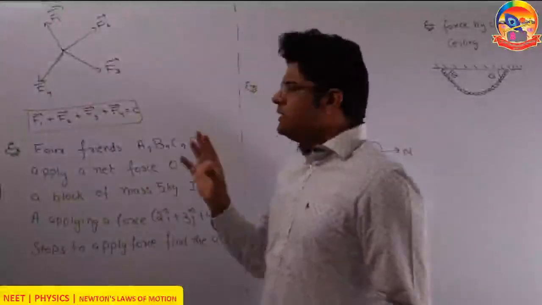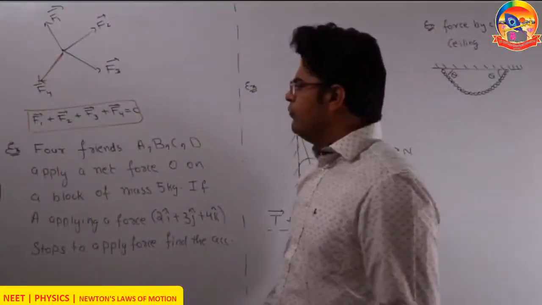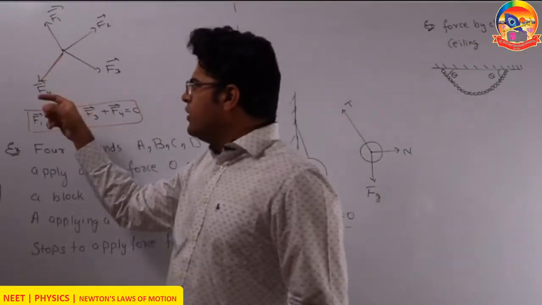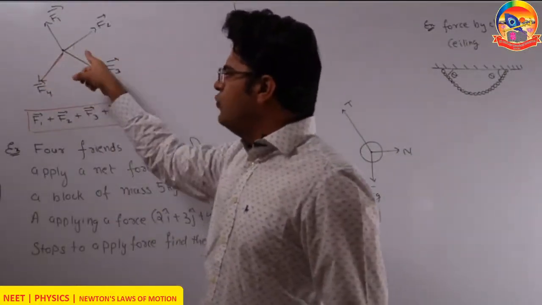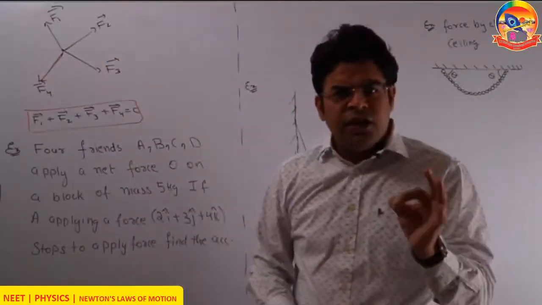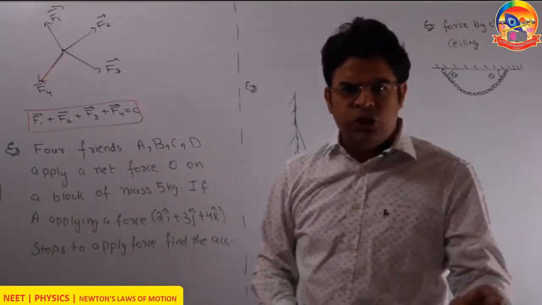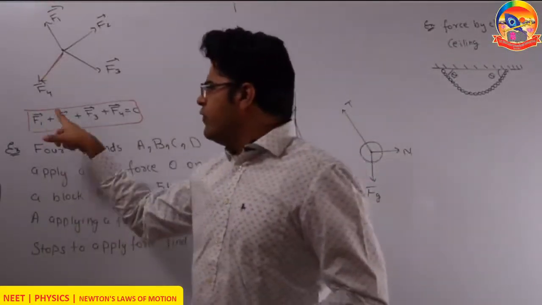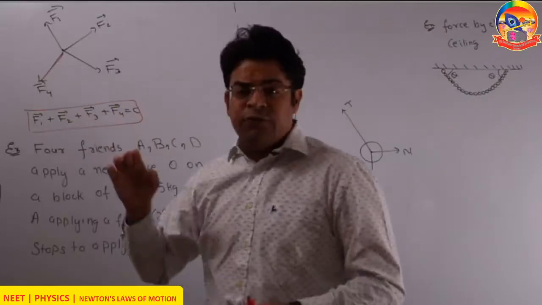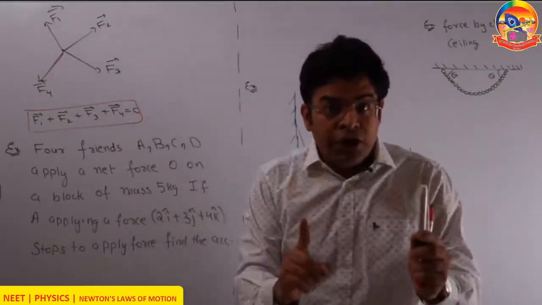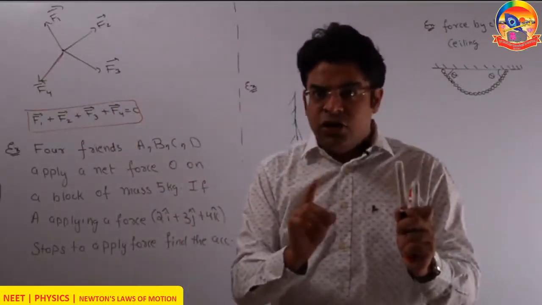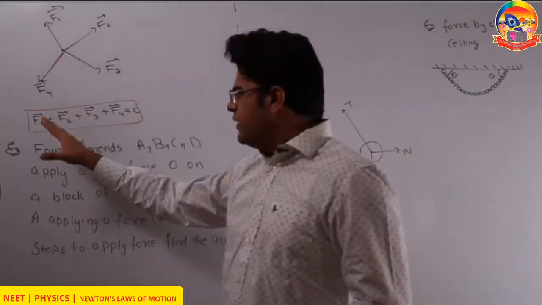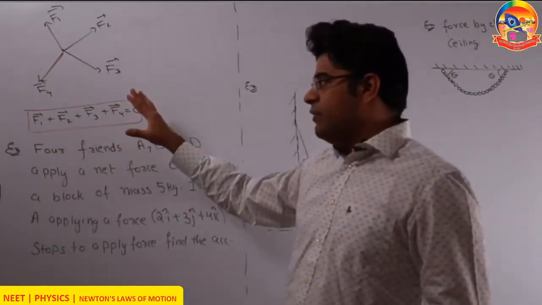Hello, so now let's continue talking about equilibrium. Now let's say there is a particle on which four forces act, F1, F2, F3, F4. And if the resultant of these four forces is 0, then I can say that vector F1 plus vector F2 plus vector F3 plus vector F4 has to be 0. Notice that I said vector F1. I did not say magnitude of F1. So vector F1 plus vector F2 plus vector F3 plus vector F4 has to be 0.